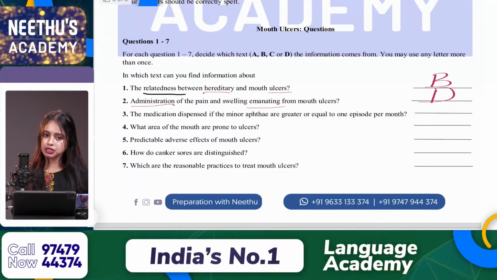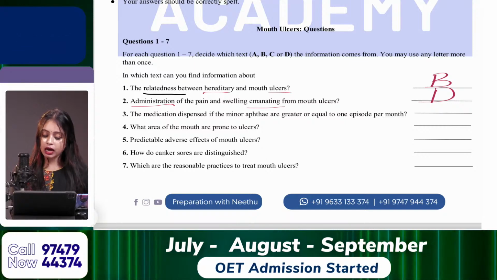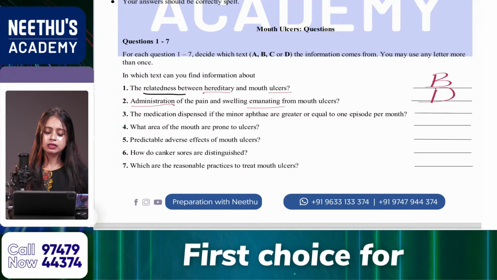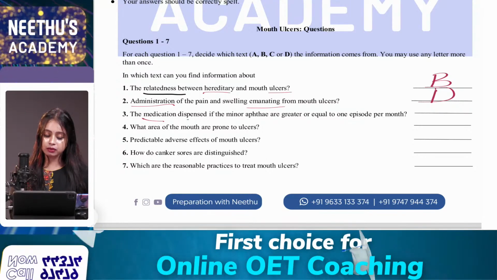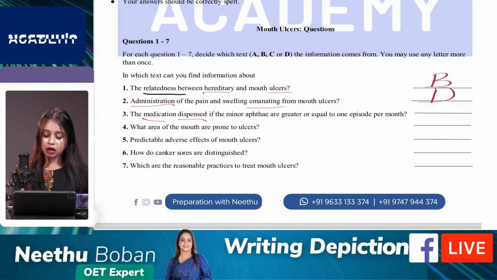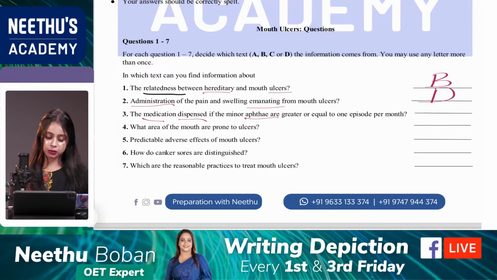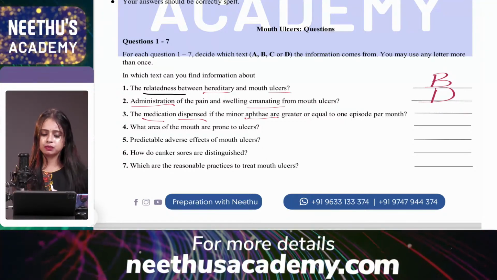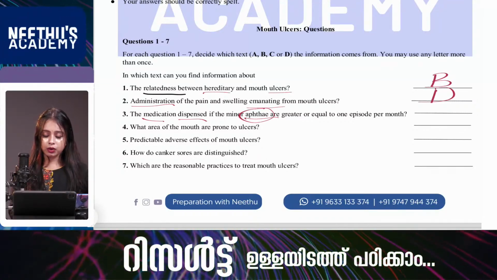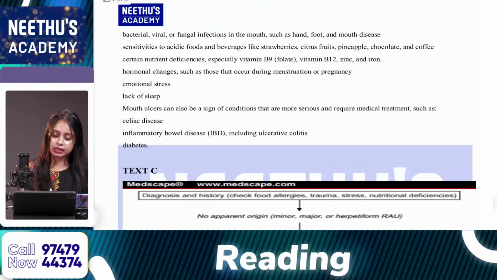Okay, so the third question: the medication dispensed if the minor ulcers are greater or equal to 1 episode per month. So my keywords: medication, dispense, which means provided, then ulcers. These are my keywords from the third question. So where is this particular term mentioned, as well as episode, month, medication dispensed? It is mentioned in text C.